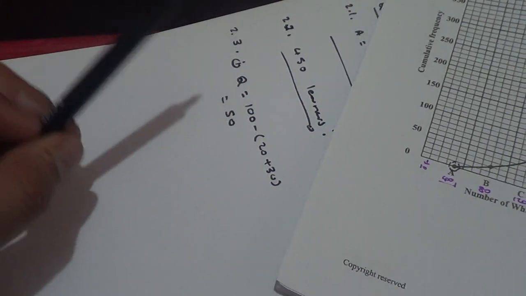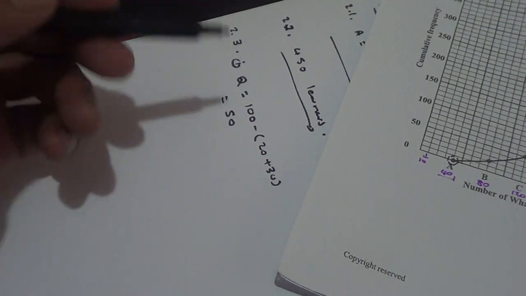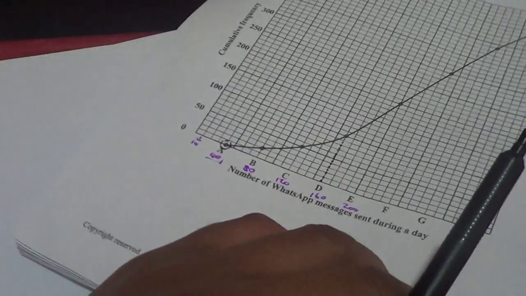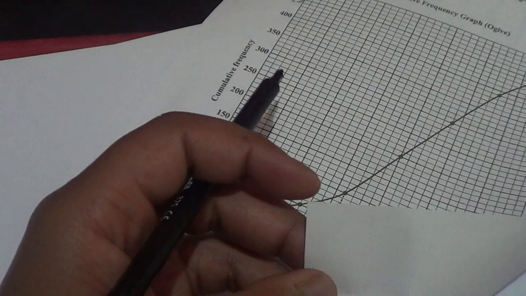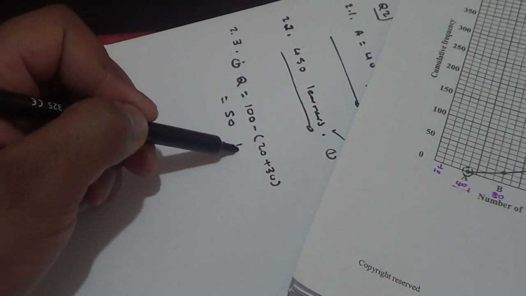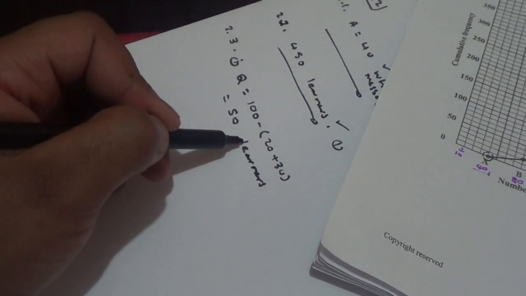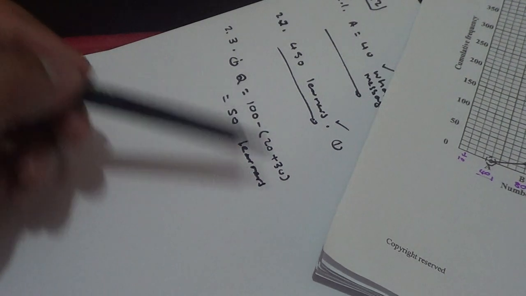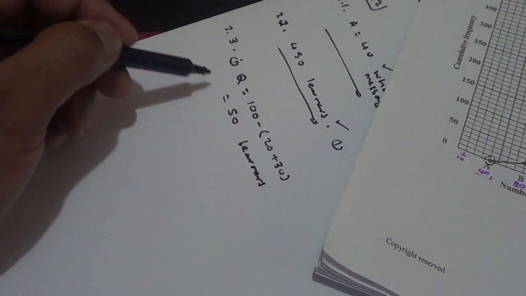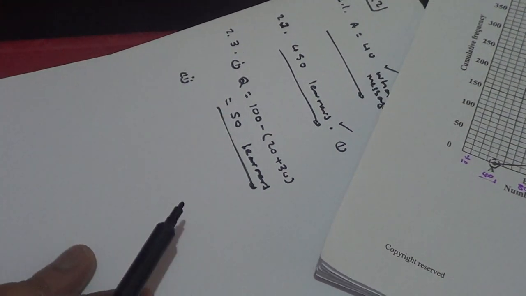But now, what is that? Is this learners or is it WhatsApp messages? This is learners, because remember the frequency goes with the learners, the number of learners. So the frequency is of the learners, how many learners have messages in that range. Okay, great stuff. And then let's look at number two. So that's the first answer there.